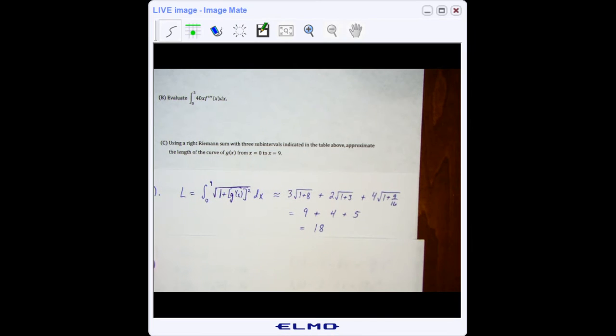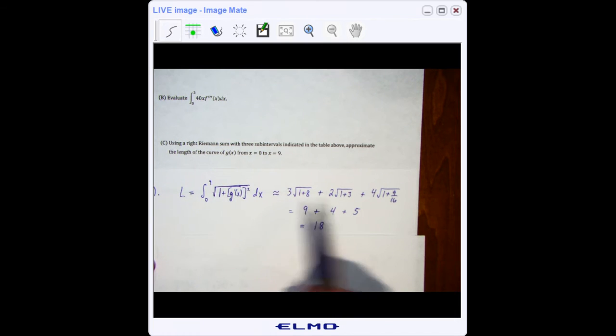So similar to what we did with approximating areas by rectangles, now we're approximating the arc length by using basically the hypotenuse of these three triangles, is really what we're doing there.